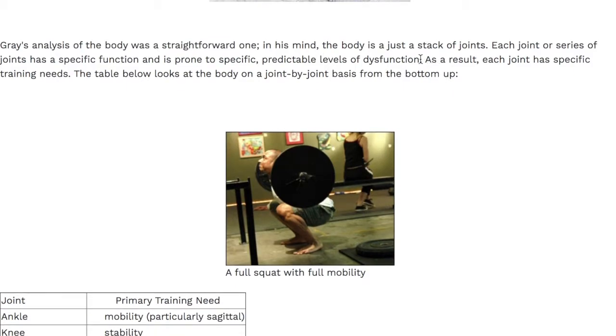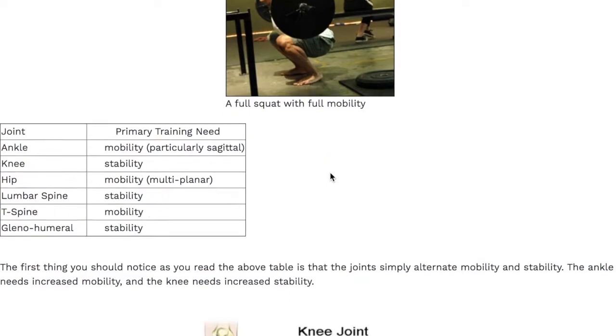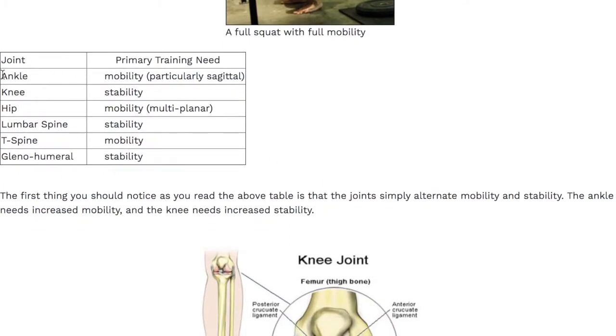You can see right here, each joint has specific training needs, and this table below, which we'll look at in a second, lays out the body on a joint-by-joint basis from the bottom up. If we scroll down a little bit, we can see what they're talking about, where we start with a mobility joint and go into a stability joint, and alternate back and forth. They're all stacked on top of each other. What we're going to be focusing on is the T-spine, the thoracic joint, and it's stuck in between two stability joints. So we need to get mobility from there so the lumbar spine and the glenohumeral joint, which is the shoulder joint, can have proper function.